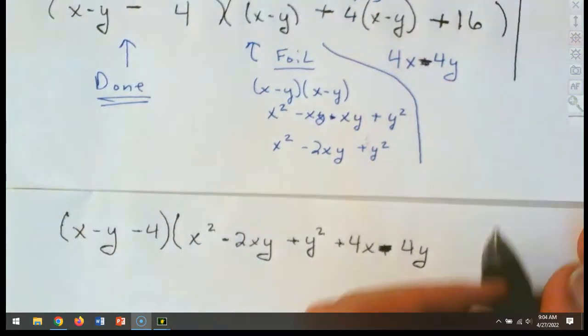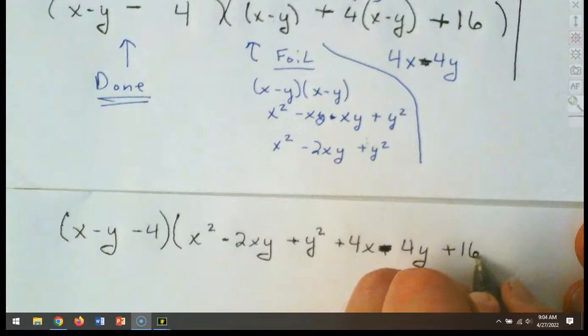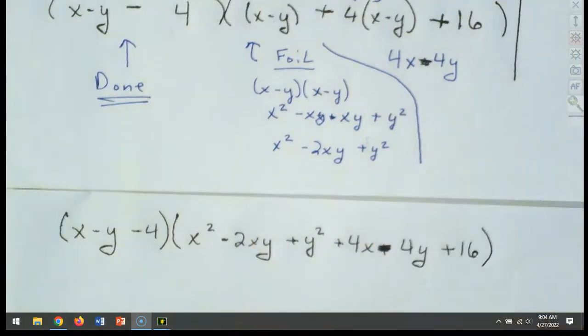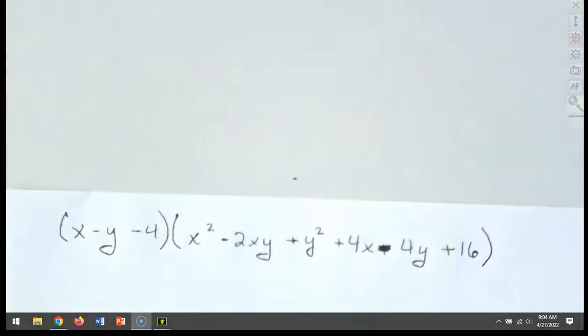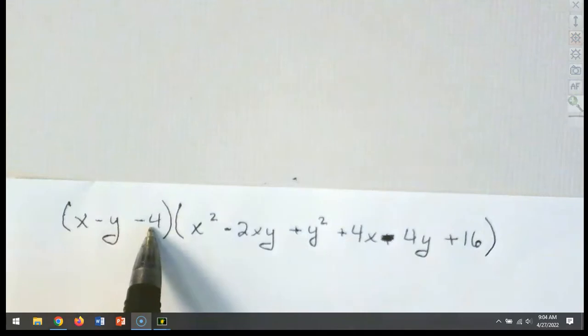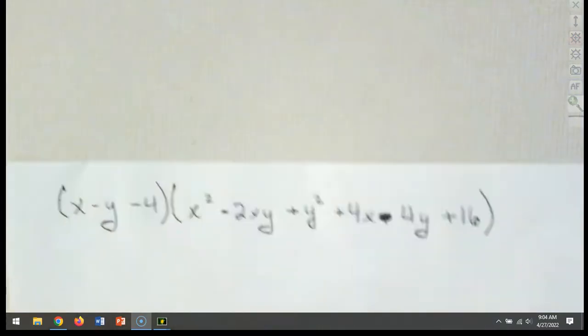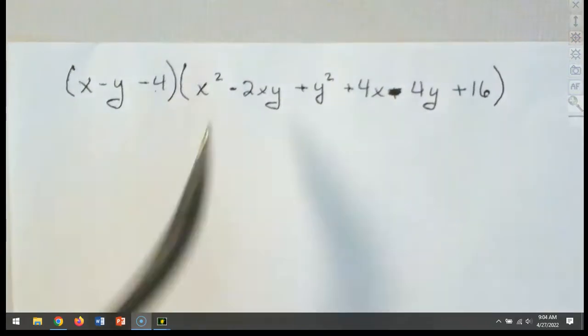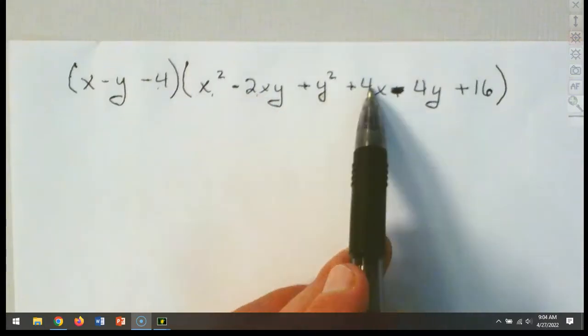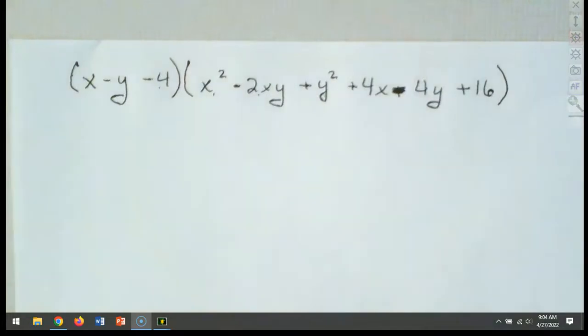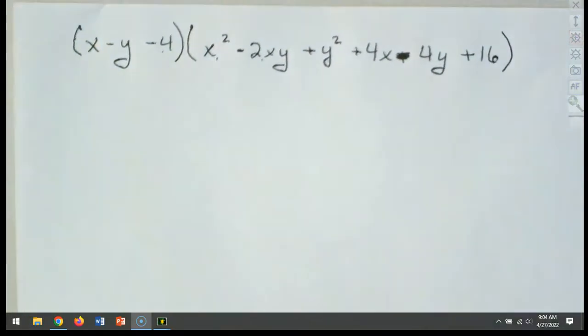And then what else do we have? Plus 16. Now we double check and make sure that nothing can be combined together. x, y, and 4 cannot go together, so that's done. We know we're done there. What about the next piece? x squared, no other ones. xy, nothing to go with it. y squared by itself, 4x, 4y, and 16. Nothing else we can do with that. Okay.